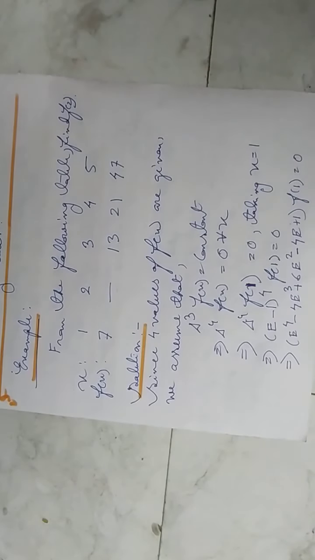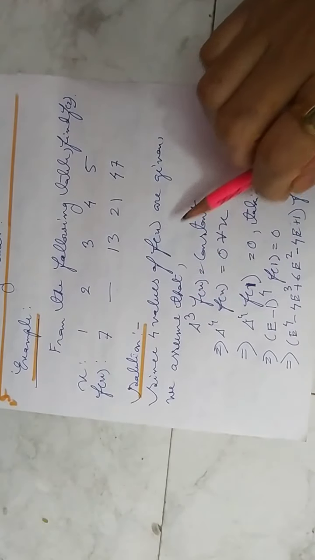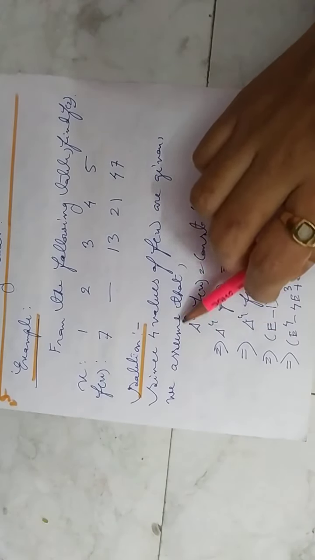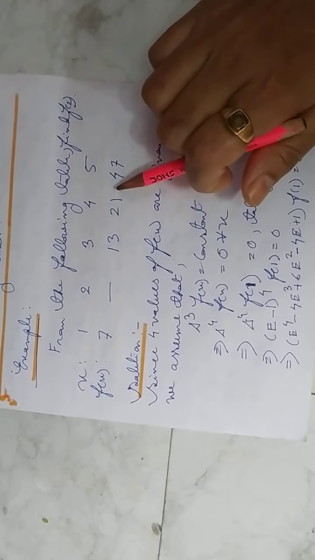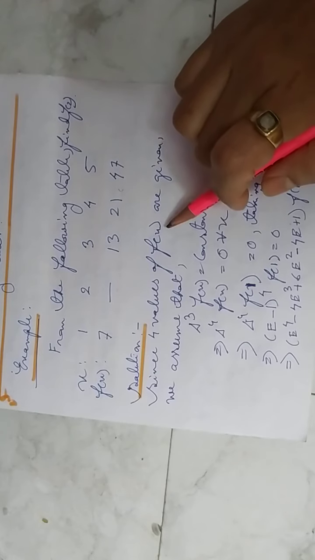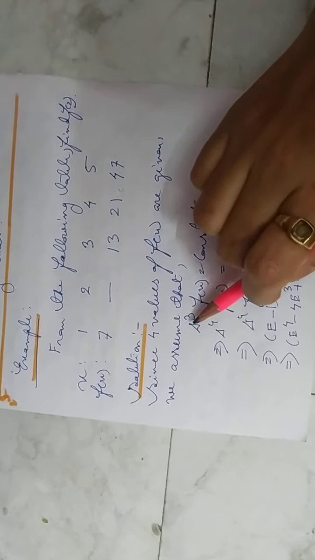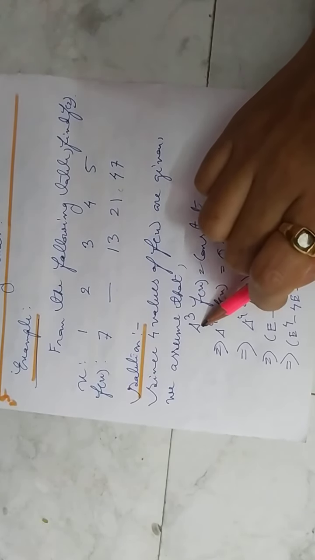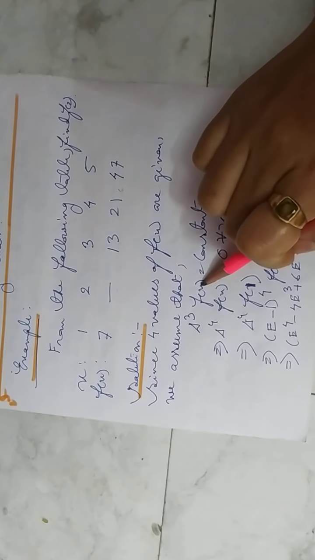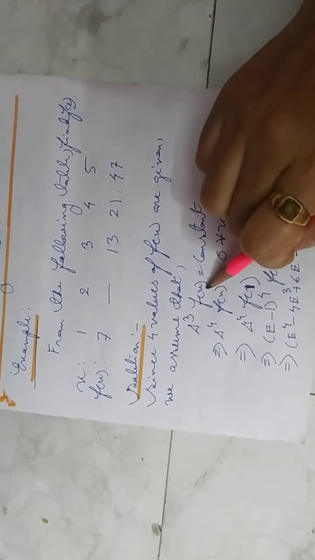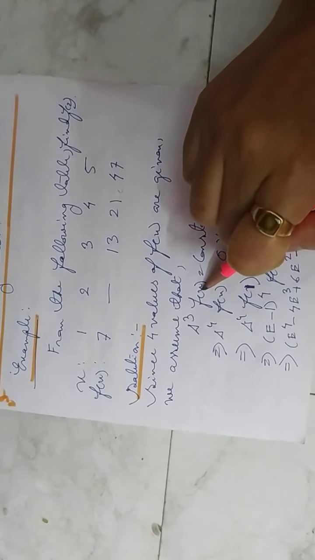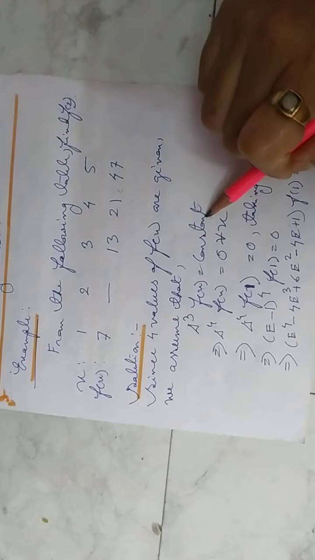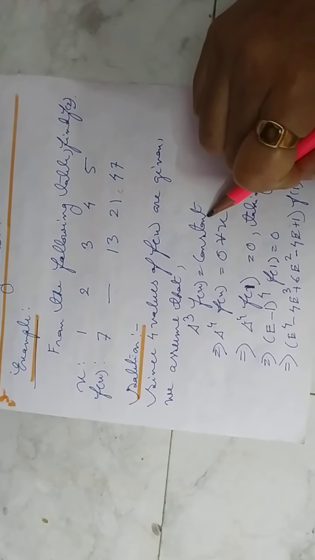Now let us try to solve this problem. Solution. Since 4 values of f(x) are given, we assume that f(x) is a polynomial of degree 3 here. According to the fundamental theorem of finite difference, delta cube f(x) is a constant, because the power of delta and the degree of the polynomial are the same.